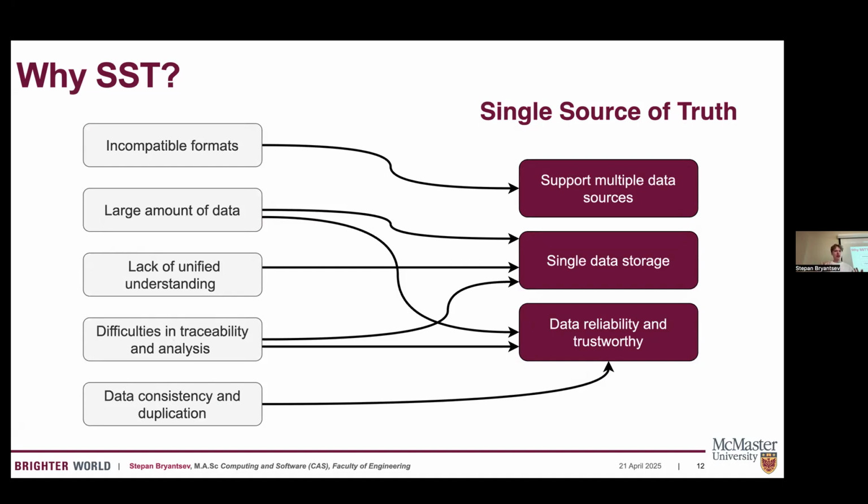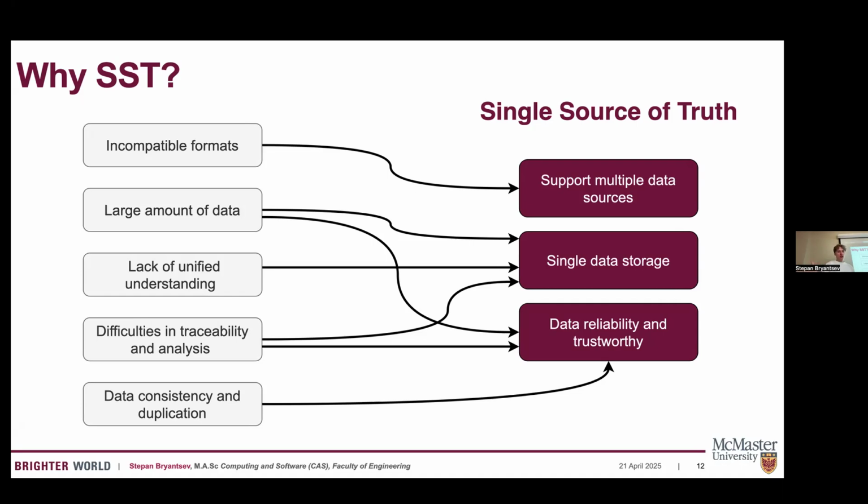The second challenge is the large amount of data. The SST provides you a data storage that should be able to consume this large amount of data and store it. The third challenge is lack of unified understanding. And that's exactly what a single data storage is about. You can unify all the data in one single place, and that would be very helpful.